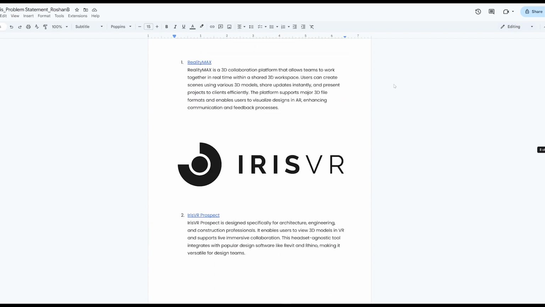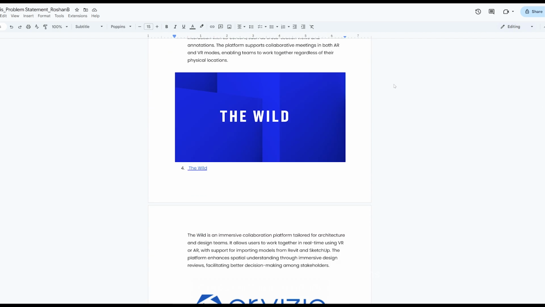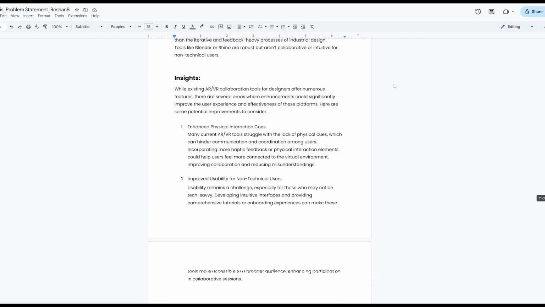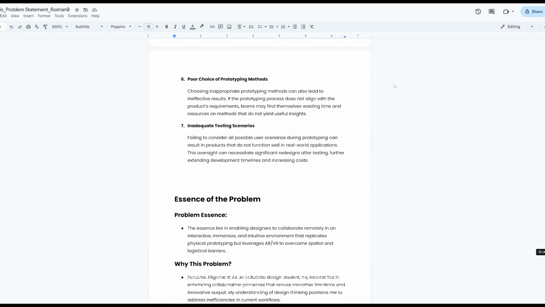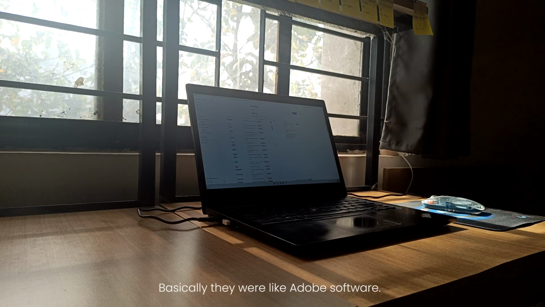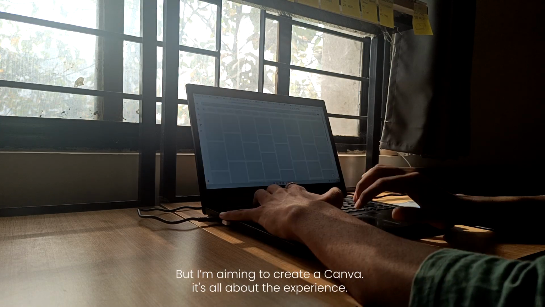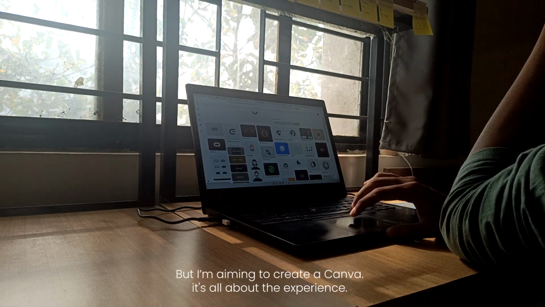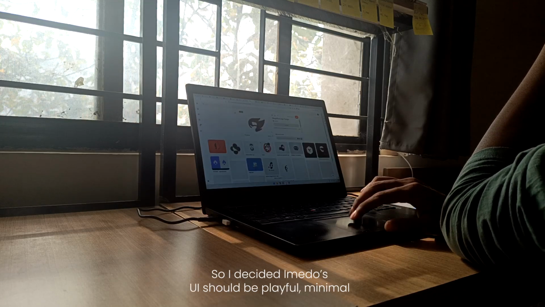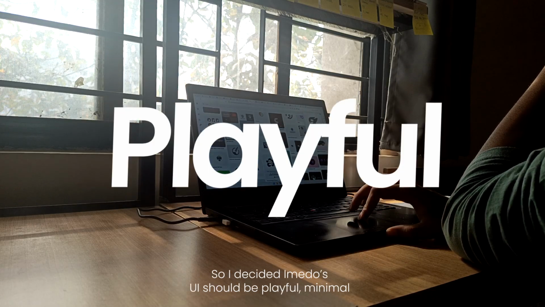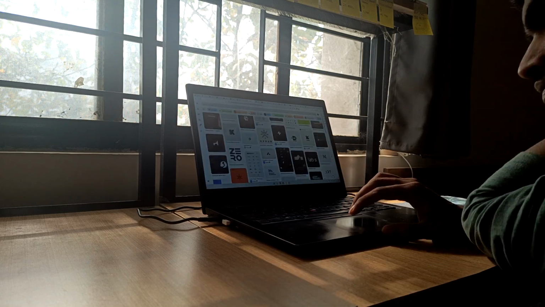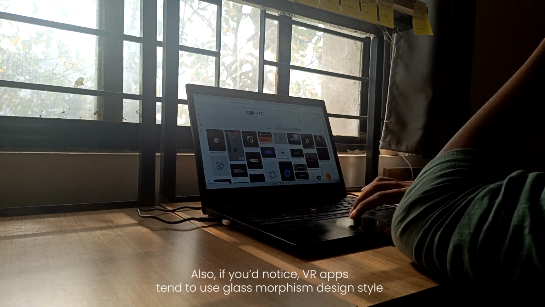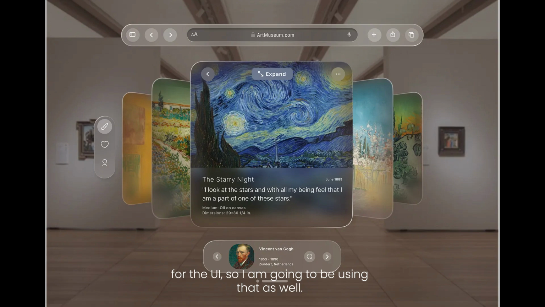So during my research, during my competitor analysis, I realized that there are other platforms offering similar experiences. But they were very niche down to people, boring and not interactive. Basically, they were like Adobe software, but I am aiming to create a Canva. It's all about the experience. So I decided Imido's UI should be playful, minimal, and Disney styled to make the platform interactive and happening. Also, if you'd notice, VR apps tend to use glassmorphism design style for their UI, so I am going to be using that as well.